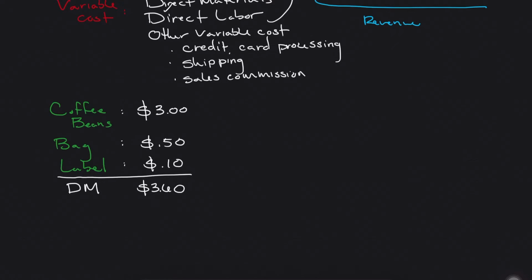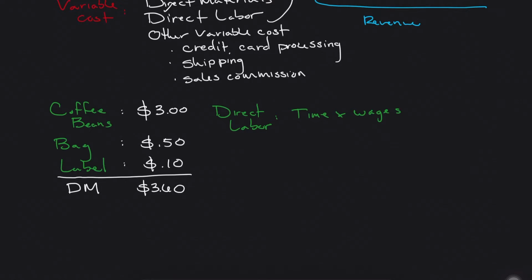Now we need to figure out our other variable costs, right? Or not our direct labor, I'm sorry. So our direct labor, in order to figure this out, you would actually have to try and time how long it takes, right? So we're ultimately figuring out time multiplied by wages is ultimately what your direct labor is going to be.